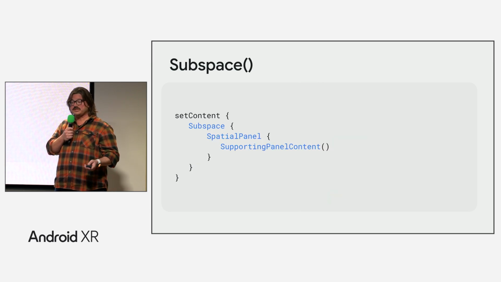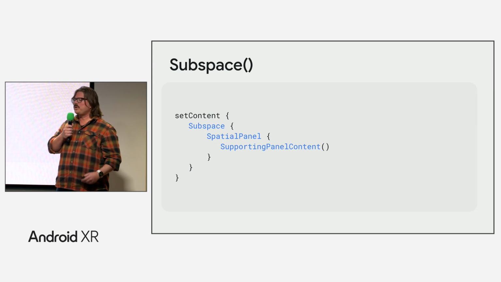When you're ready to use the subspace composable in your app, you can simply wrap the spatial content in a new composable we're introducing today, subspace. Within this element, you'll be able to call on subspace composables, such as spatial panels, to function as 3D containers for your existing 2D UI.